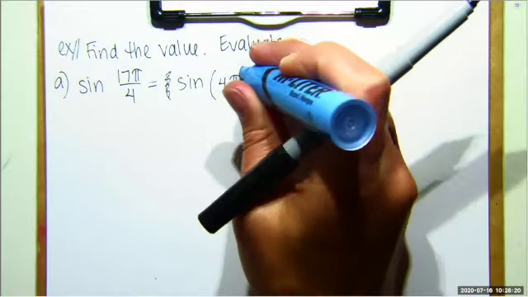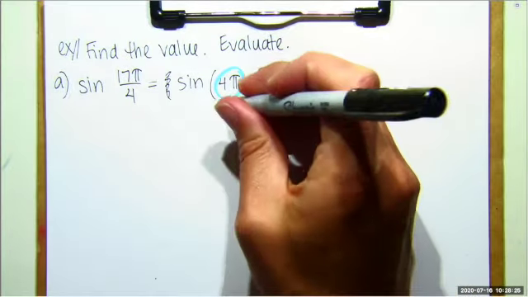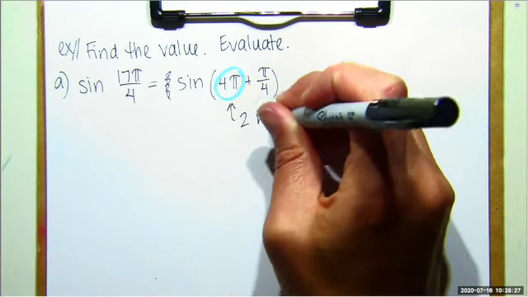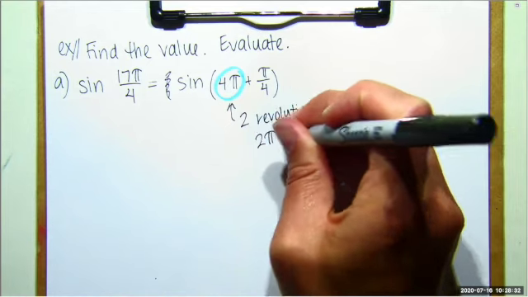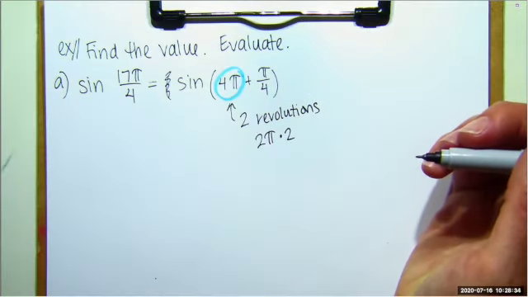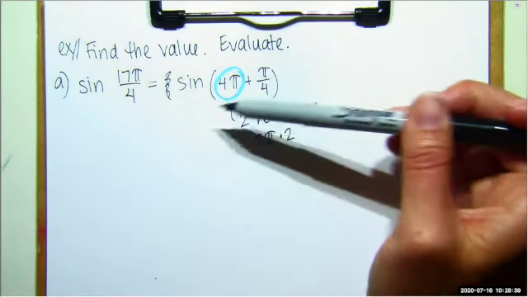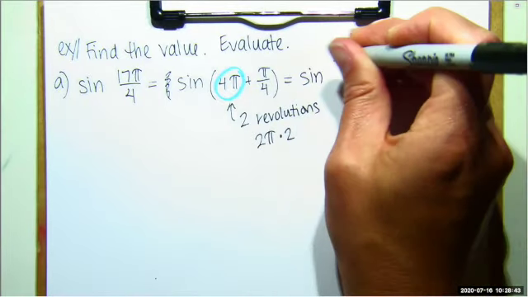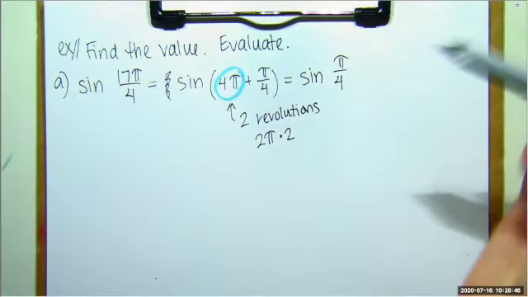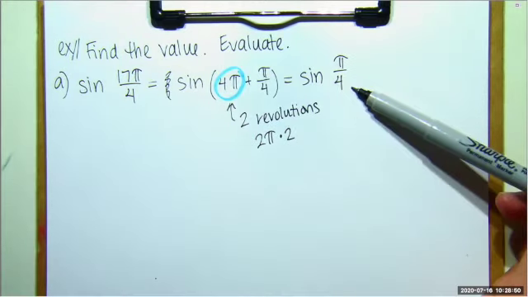Now this part, 4 pi, is 2 full revolutions. In other words, this is 2 pi times 2. So because sine is periodic with period 2 pi, this part actually doesn't matter. We make 2 full revolutions, and we would get the same value as just sine of pi over 4. So essentially you can subtract off multiples of 2 pi to make the problem easier. Now we're asked to find sine of pi over 4.